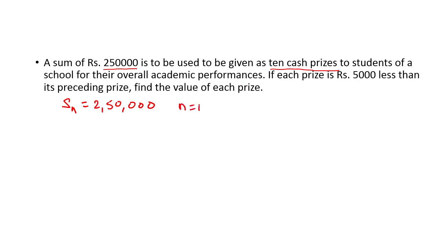Okay, so n here is 10, and the common difference is 5,000. The difference between consecutive cash prizes should be 5,000. So the second prize is 5,000 more than the first prize, or the first prize is 5,000 less than the second prize. So we'll have to find out what A is here. If I can find out A, which is the first prize money, then I can keep on adding 5,000, 5,000, and I'll know the values of each of these 10 prizes.